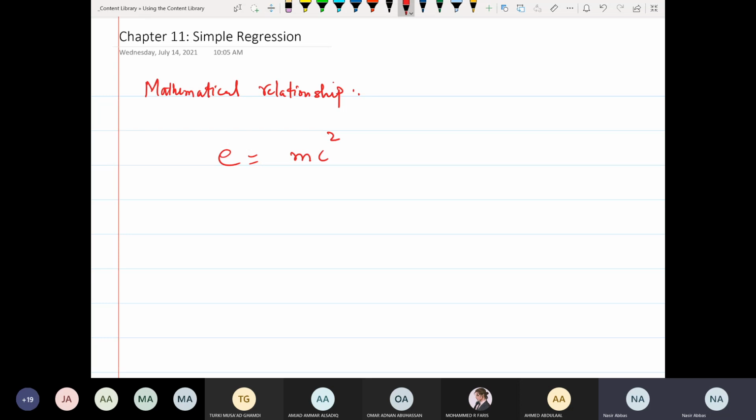Yes. What is the area of a circle? Pi R squared. Is it a mathematical relationship? Yes, because we can substitute values. And by the way, these are quadratic relationships. Let me give you an example of linear relationship.